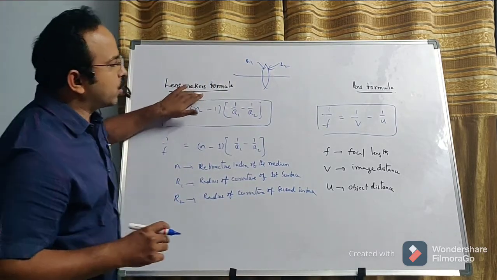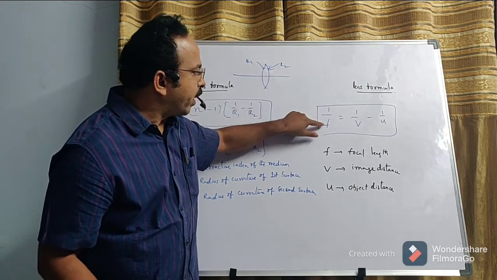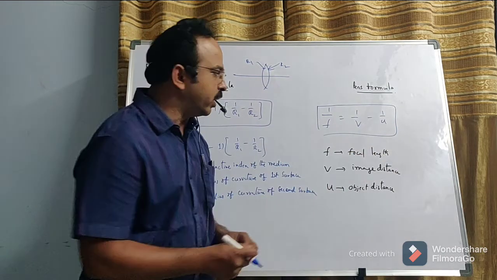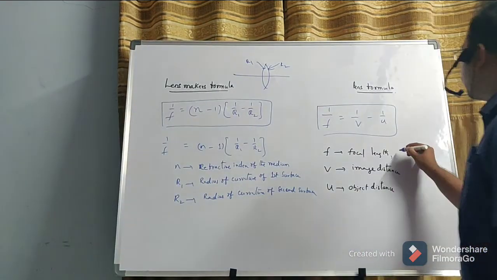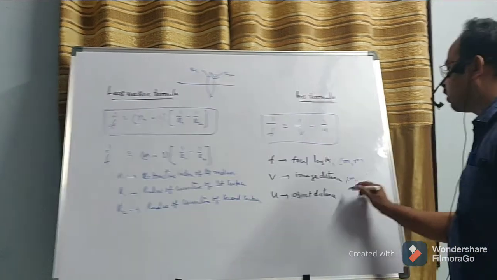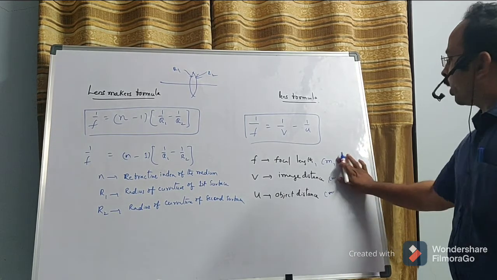This is the Lens Maker's formula, and this is called the lens formula. Remember very carefully, the lens formula is 1/f = 1/v - 1/u. f is the focal length, measured in centimeters or meters. Image distance is also measured in centimeters or meters, and object distance in centimeters.